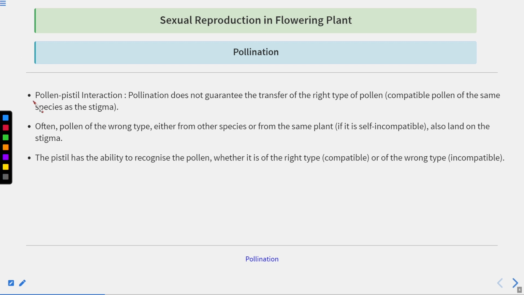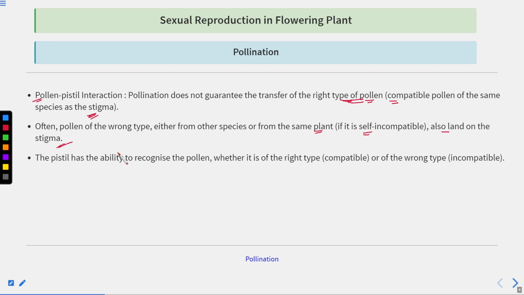Now let's talk about the pollen-pistil interaction. The pollination does not guarantee the transfer of the right type of pollen, means the compatible pollen of the same species as the stigma. What do you mean by right type of pollen? Right type of pollen means compatible pollen of the same species as the stigma. Now often the pollen of the wrong type, either from other species or from the same plant, which is known as self-incompatible, also lands on the stigma.